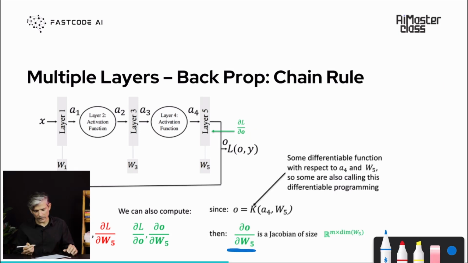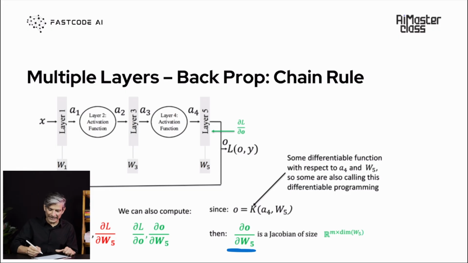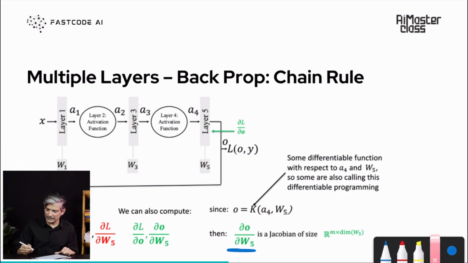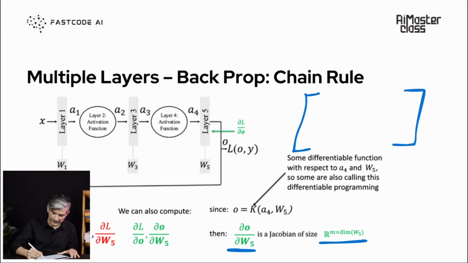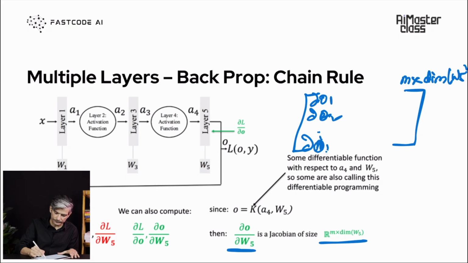So what do we have? Our derivative of O with respect to W5 is a Jacobian. And what is the size of the Jacobian? The size of the Jacobian is the same as the size of output and the size of W5. So my Jacobian is a matrix that looks like this. The size is M cross dim of W5, because we have m rows and each row corresponds to O1, O2 all the way to O of m, with respect to the different W's, W1 all the way to dim of W5.